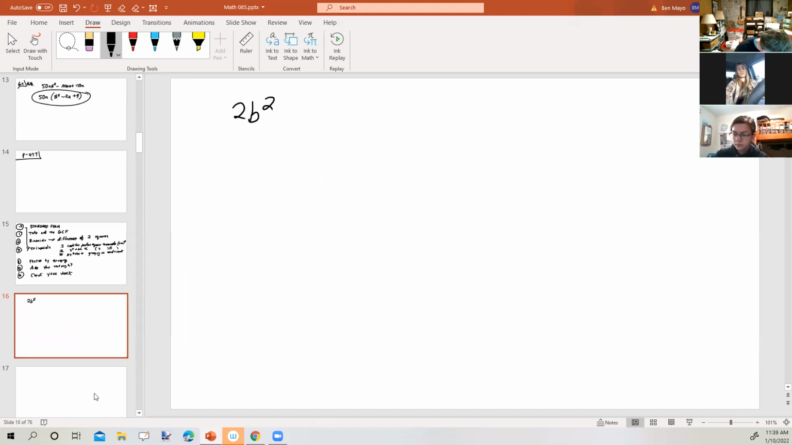2b squared plus 8b minus 24. Is it in standard form? Yes, it is. It has b squared followed by b followed by no b at all. So it's a trinomial in standard form. Is there a greatest common factor? Yes, a 2. So we'll take out the 2.